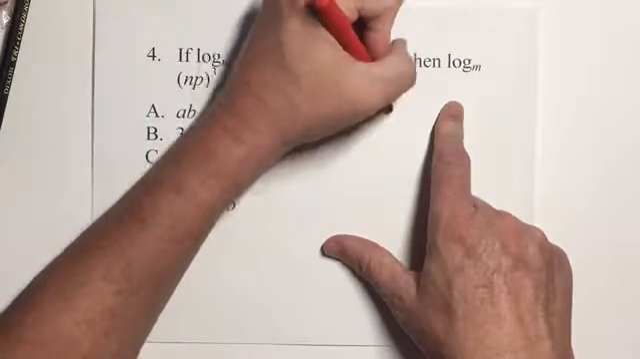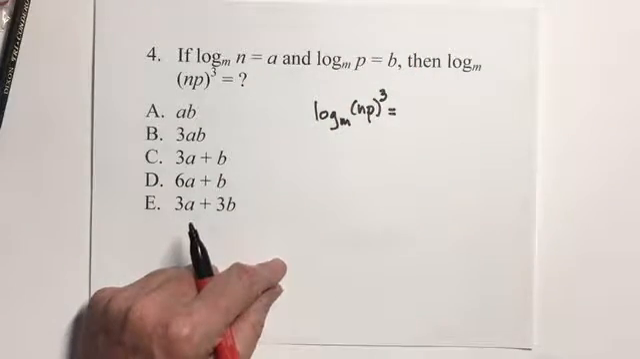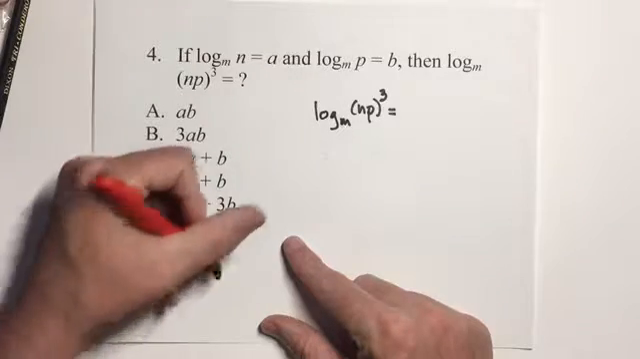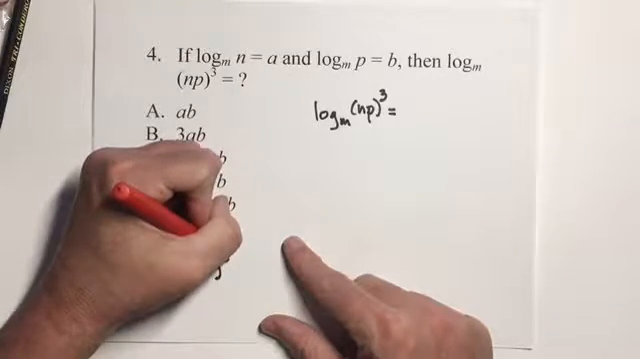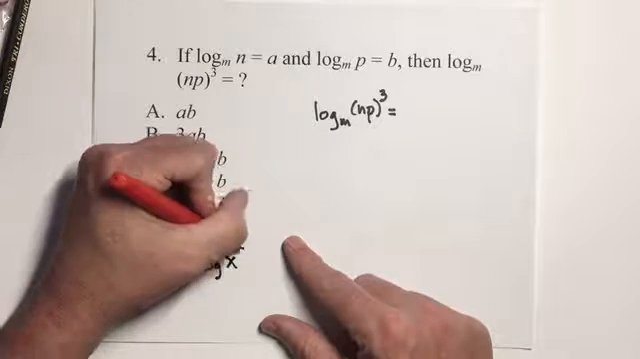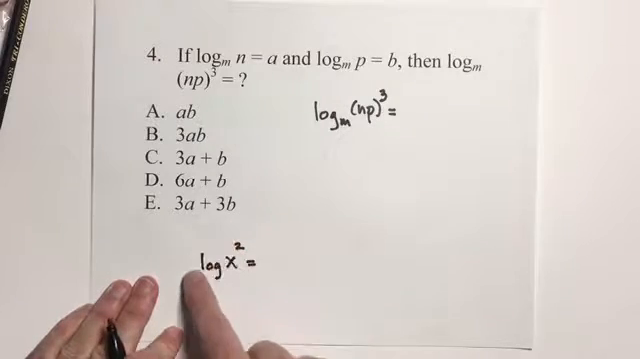np cubed equals what? Well, one of the properties of logarithms says that if I take the log of something that's raised to a power, let's say x squared, that I can take that power and pull it out and treat it like a coefficient.